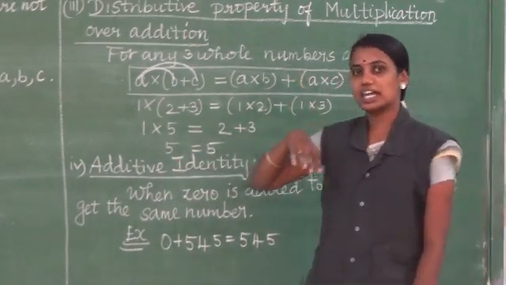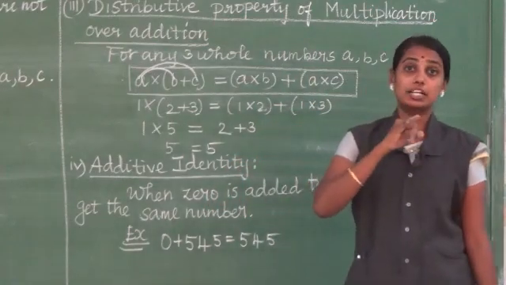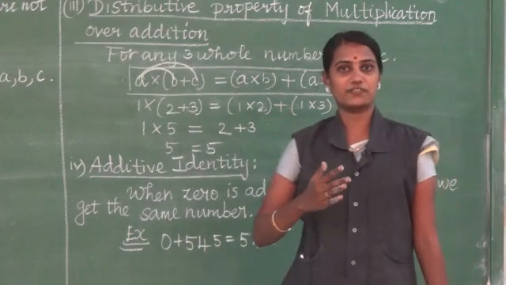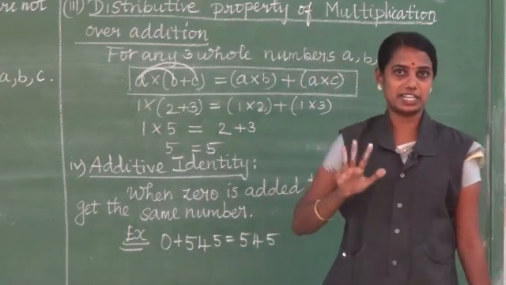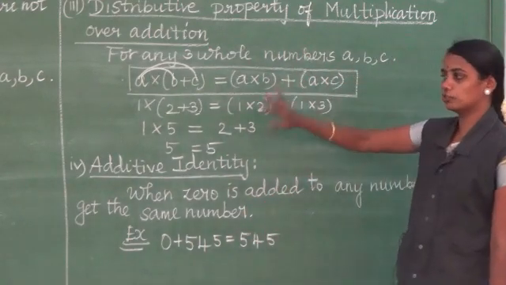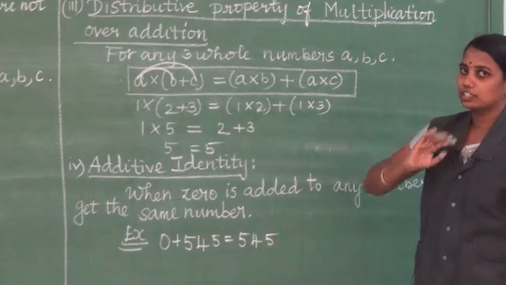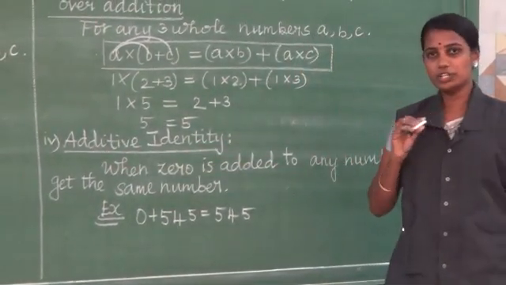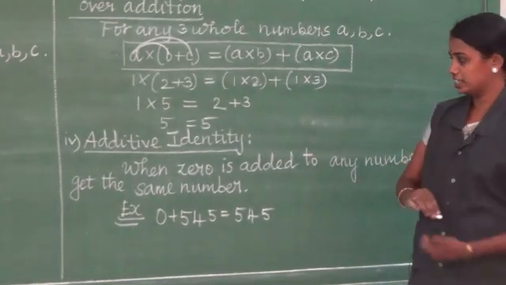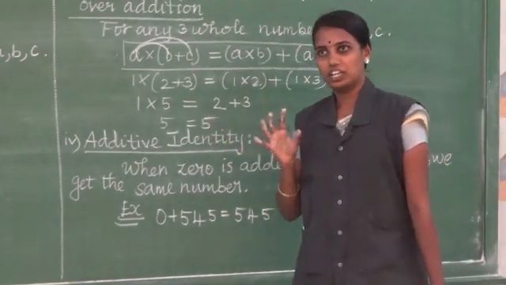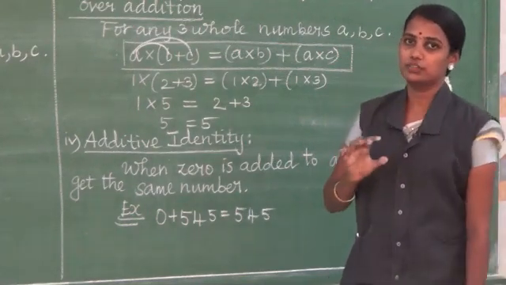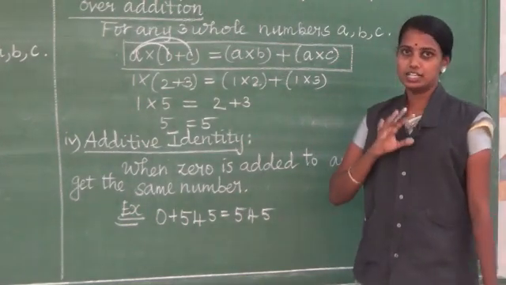Okay, likewise we have the distributive property of multiplication over subtraction. Sometimes it's satisfied, sometimes it's not satisfied, so we don't want to go for that property. Okay, so now we are going for additive identity. What is that? Additive identity is when you add any number with 0, we get the same number.